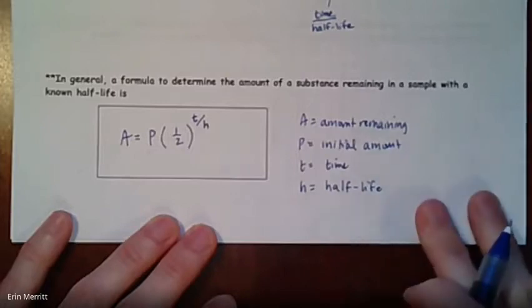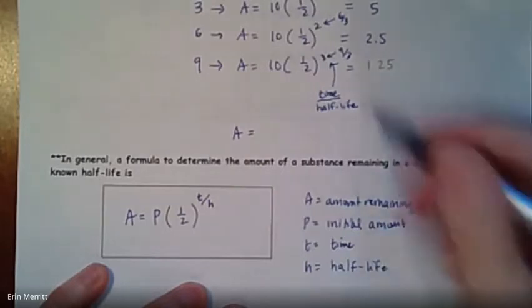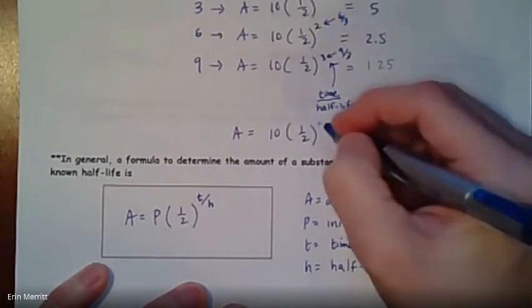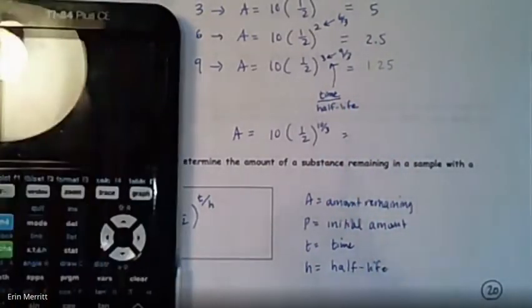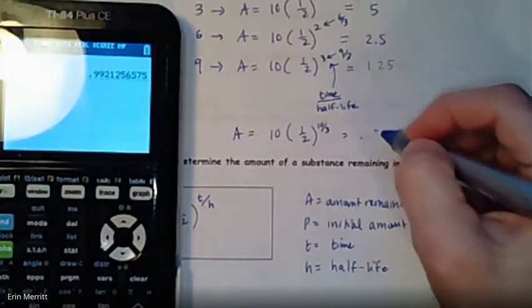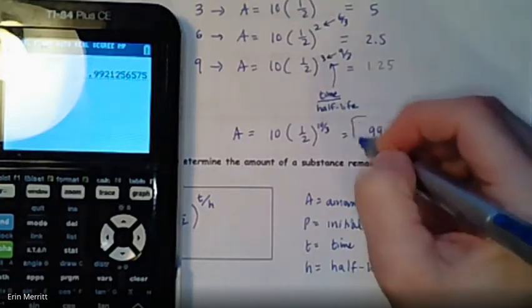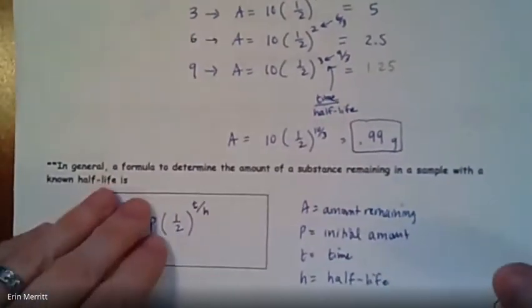So if we look back at that last part to then figure out what would be the amount remaining after 10 days, we can say 1/2, and then it would be raised to the 10/3. So you have that fractional exponent. And then we could go to the calculator. So 10 times 1/2, and then raise it to the 10/3 power. It would have been about 0.99 grams remaining. Cool. Let's keep moving.